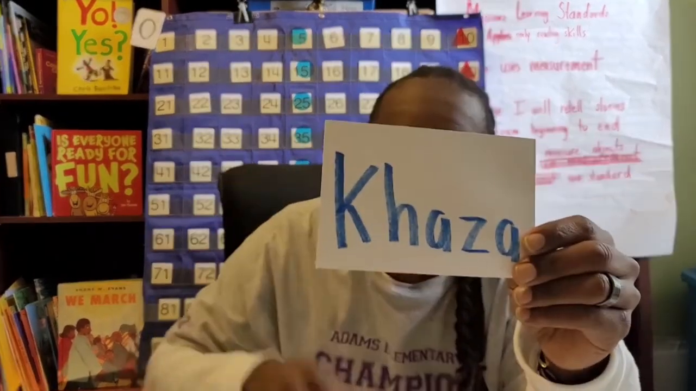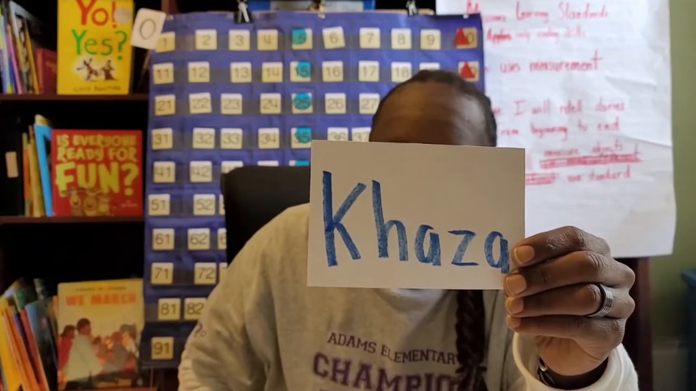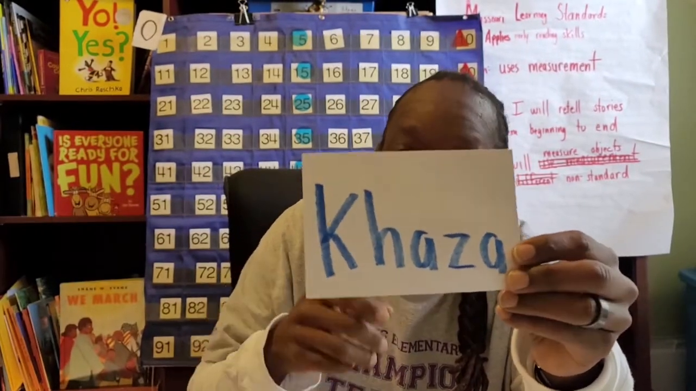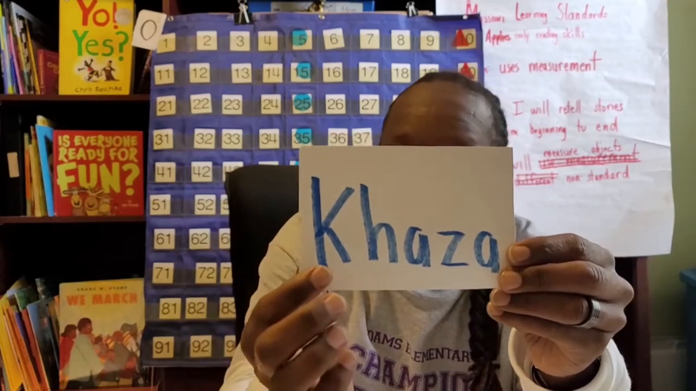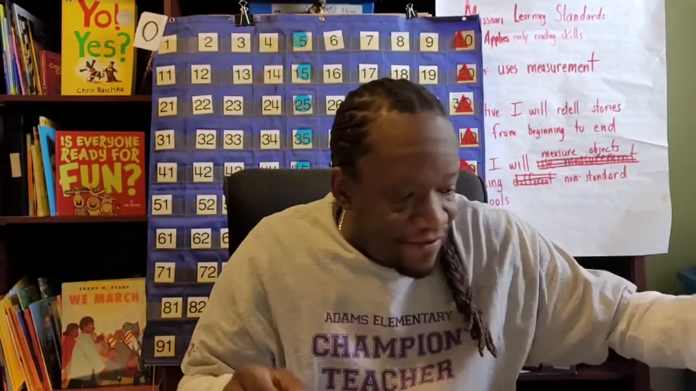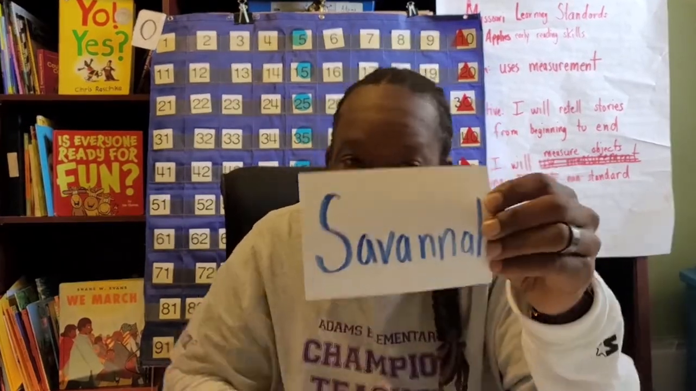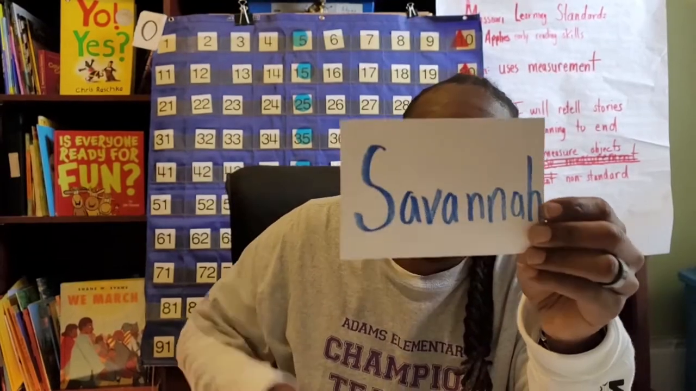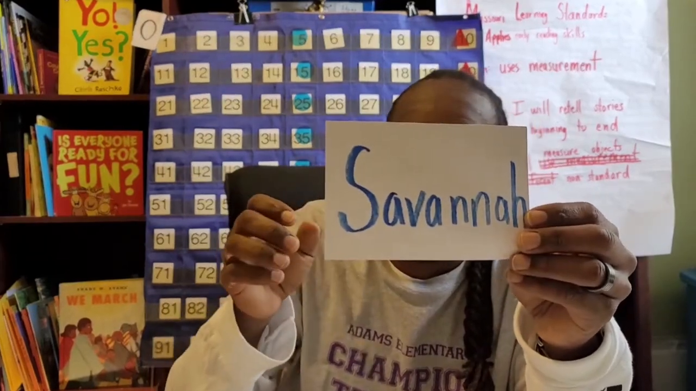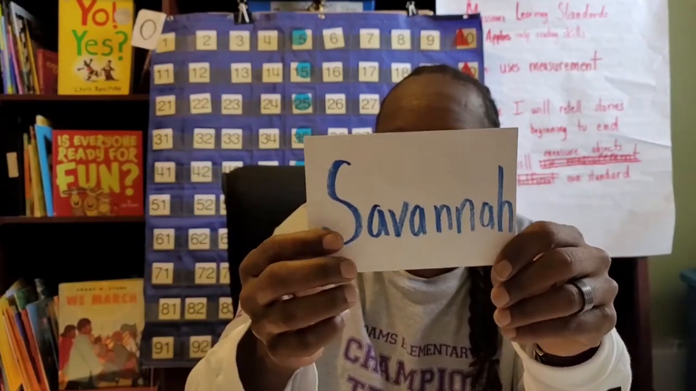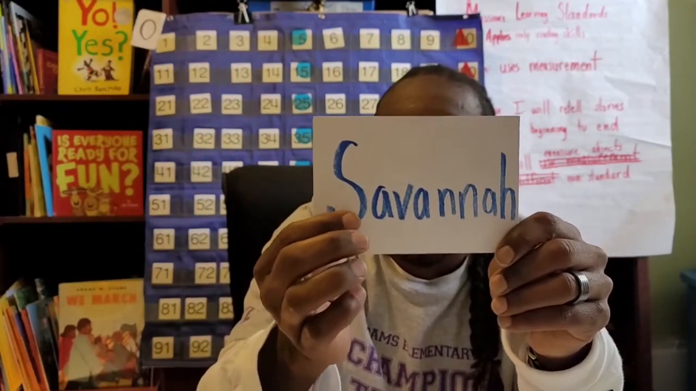And whose name is this? Kaiser. It's Kaiser, not Kaza. Let's count his letters. 1, 2, 3, 4, 5. And whose name is this? Savannah. Let's count Savannah. Hi, Savannah. Let's count the letters in her name.